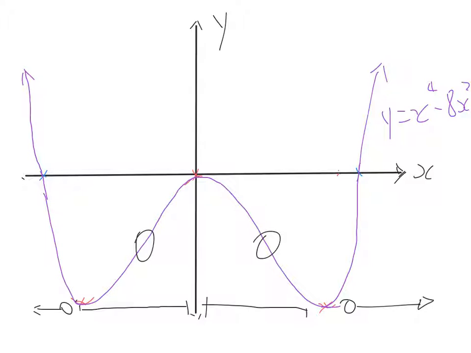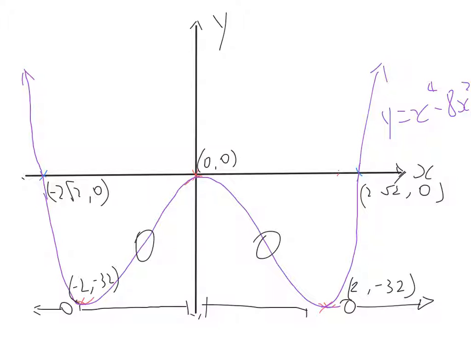We should label these things though, I'm sorry. We've got 0, 0, 2 root 2, 0. That's not a comma, that shouldn't be there. Then we've got -2 root 2, 0, -2, -32, and 2, -32. That's our important features to label. Excellent, hope we've got this one.